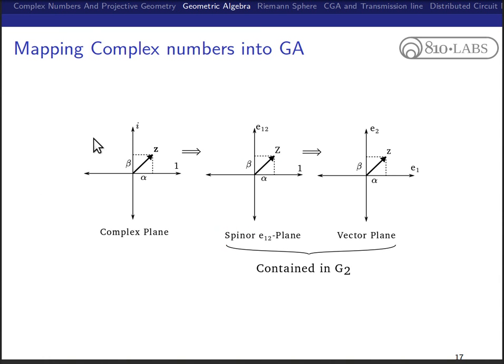Okay, so now we're going to map complex numbers into the geometric algebra so we can get to work. So here we have the complex plane, or the Argand plane. A vector z is represented by a real and imaginary component. There are 2 planes in the geometric algebra of 2 dimensions. We have a vector plane, and we have what they call a spinor I plane, or a spinor e12 plane. This represents the scalar and the bivector, and this represents the 2 vectors. These can be mapped to one another, so you can pick which one you want to associate the complex number with, depending on your application. So what we're going to do is map it from the complex plane to the spinor I plane to the vector.